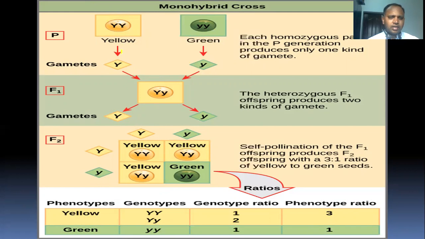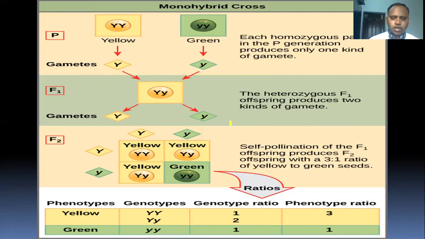You see, yellow color in a parent, a true breeding variety, produces only one type of gamete, capital Y. And green color is also true breeding, but homozygous recessive, and it produces only one gamete, small y. If both are crossed, we will get the F1 generation. So the F1 generation is a heterozygous offspring, produced by the crossing of gametes from both of the parents. We'll get capital Y, small y. And this F1 generation produces two kinds of gametes, capital Y and small y.